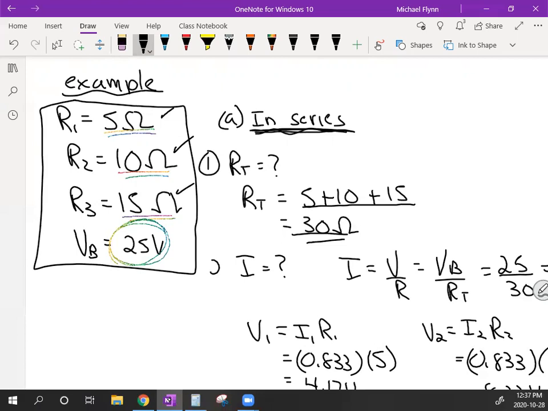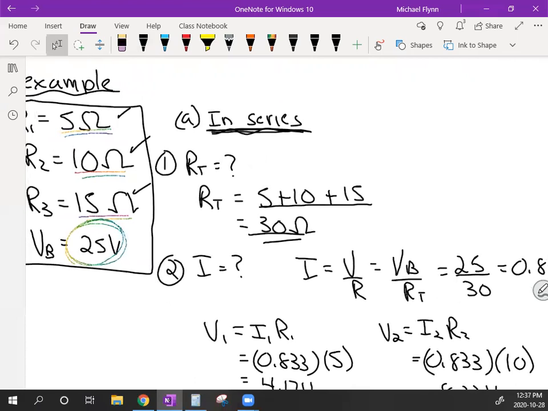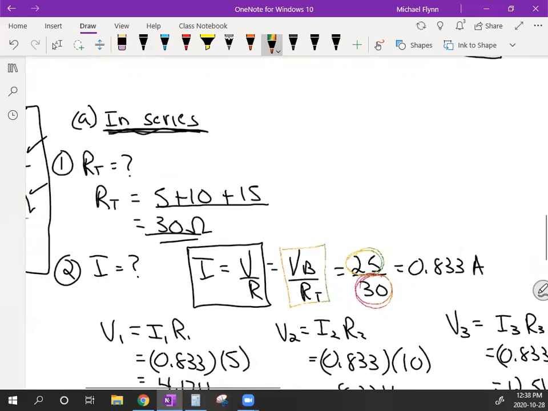Now step 2, how much is the current? To find the current, we're going to take the total resistance that we just found and use Ohm's law that you see right here. The current will equal the total voltage divided by the total resistance. That's 25 in the battery divided by 30 ohms for the total circuit, and I get 0.833 amps.